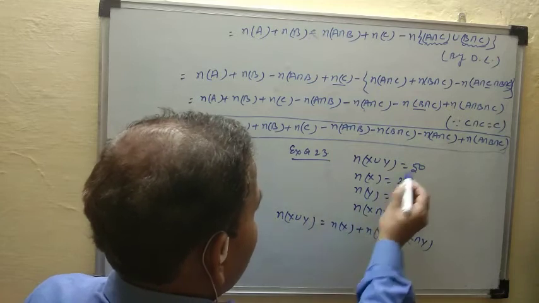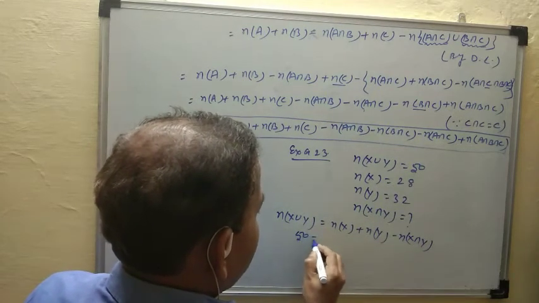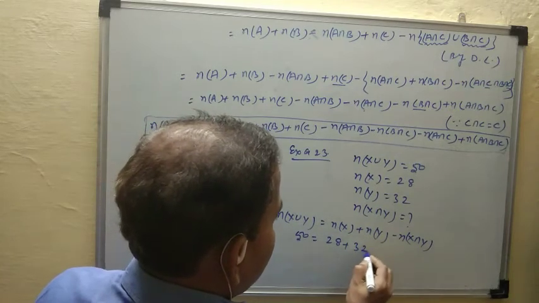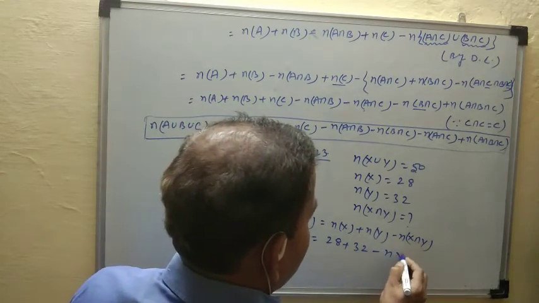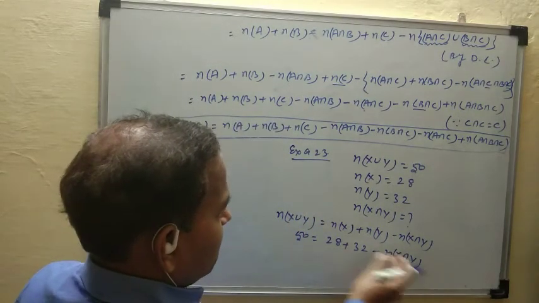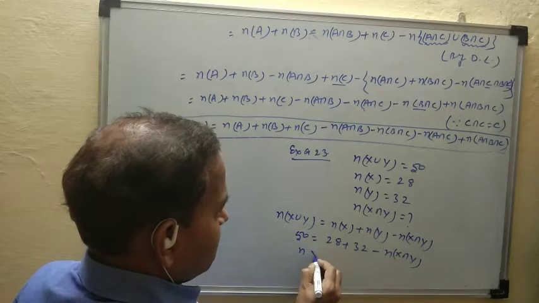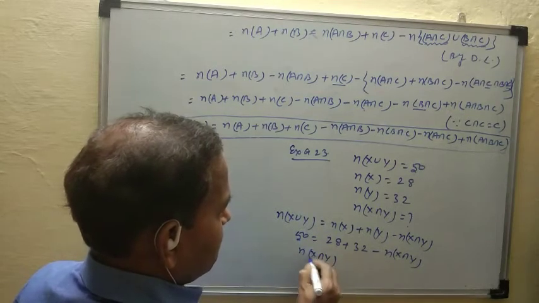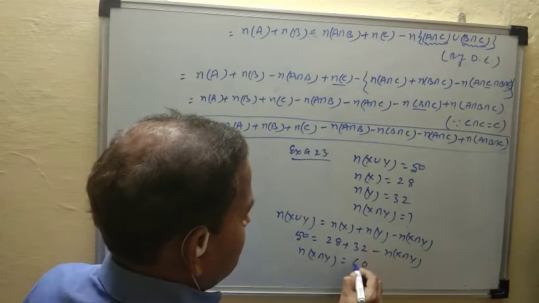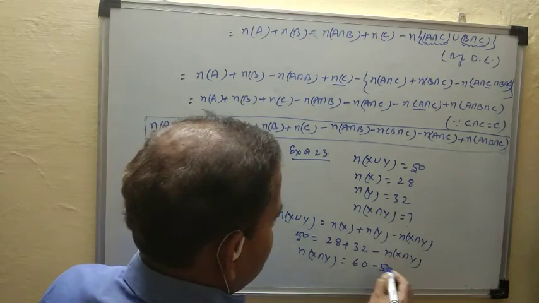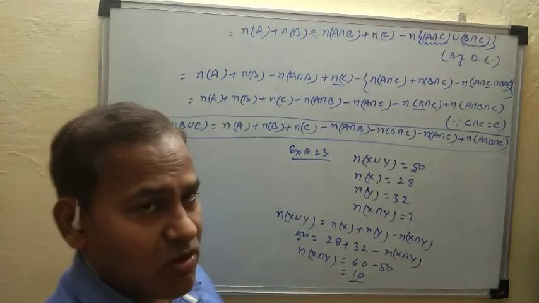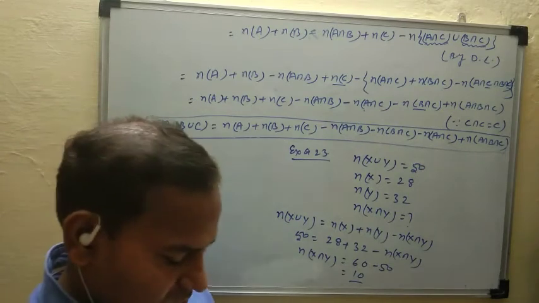Number of X union Y is given as 50, number of X is given as 28, number of Y is given as 32, minus number of X intersection Y. So this term, taking to the left side, becomes plus. So number of X intersection Y is equal to, you add 28 and 32, that is 60, and this 50 taking minus sign, so this becomes 10. So 10 is the value of number of X intersection Y.